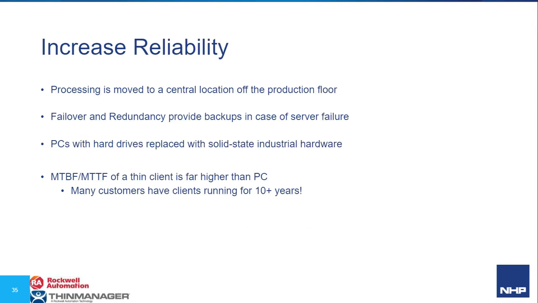First of all, reliability. By taking computers away from a production environment where they can be easily damaged and fail, and moving them to central locations, central servers, maybe even virtualized machines, I'm reliably increasing the processing capability. I've also got ThinManager's ability to failover in case a server does crash. And I'm replacing the units on the plant with solid-state industrial hardware. I use 3 to 5 years as a ballpark figure of a lifetime of a PC on a plant, 7 to 10 years for a thin client out there.